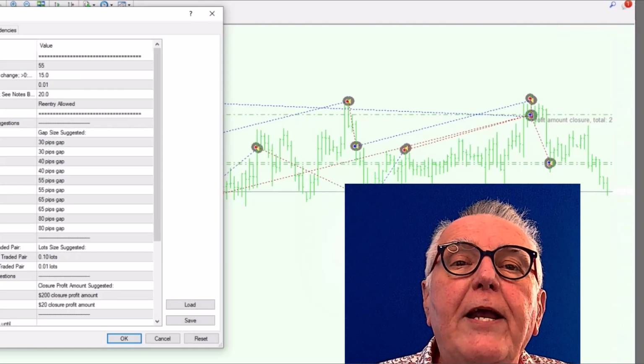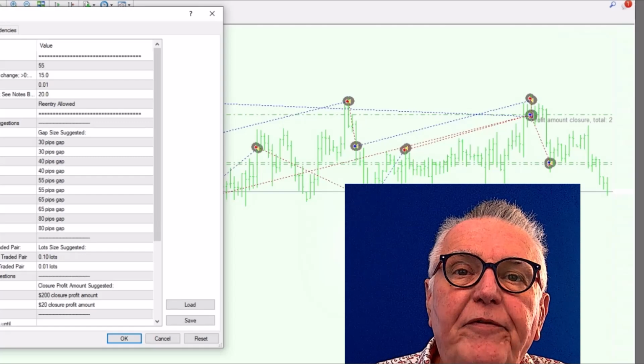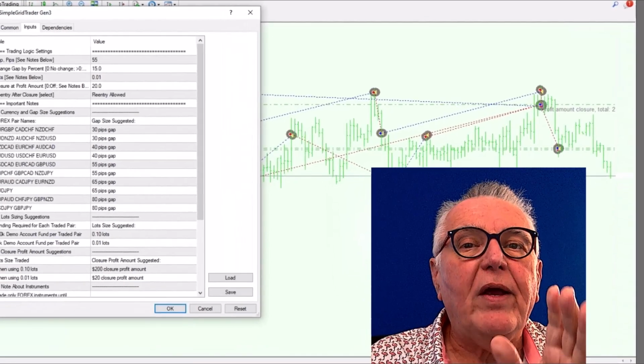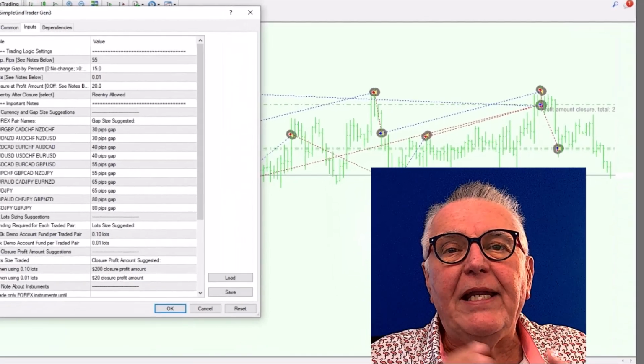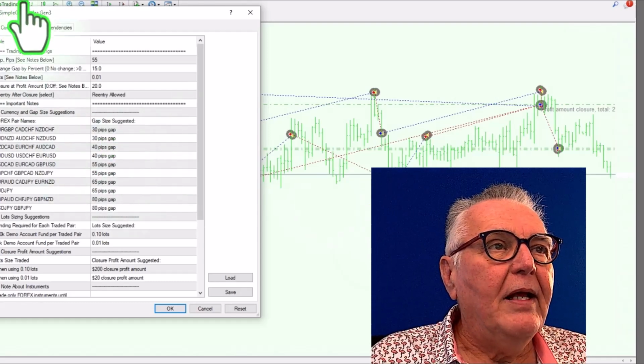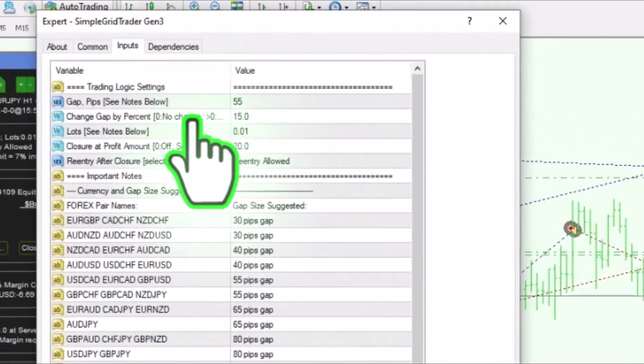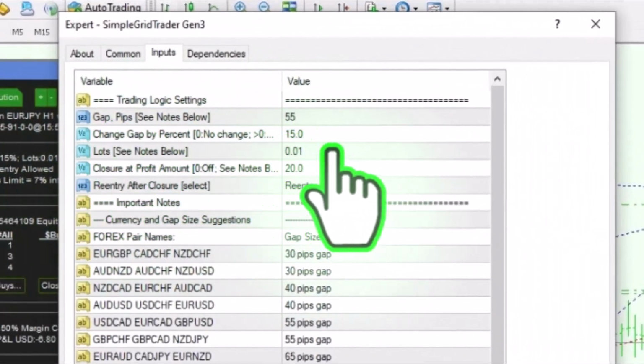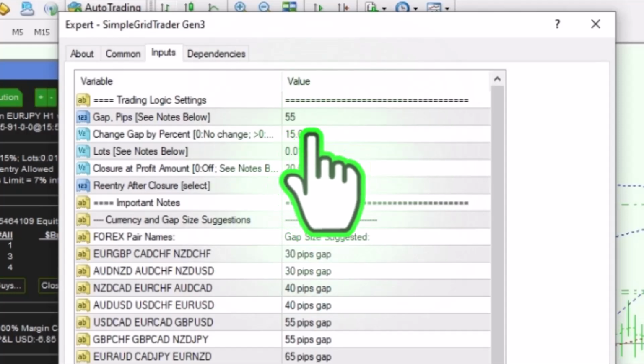Now that's a way of making grid trading safer, because the gaps become bigger, you have fewer open deals, and if the price runs, it can deal with that. So there's the second setting that we had. 15% is what we want the gap to increase by.